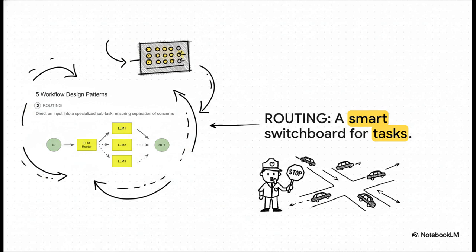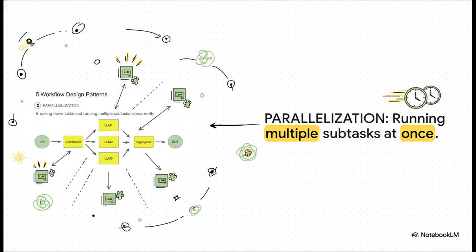Okay, next we've got routing. Think of this like a smart switchboard or a traffic cop. The LLM looks at a request and says, aha, I know exactly where this should go. It then sends it to the best tool for the job. If a math question comes in, it routes it to a calculator, not the part of the brain that writes poetry. Makes sense, right?